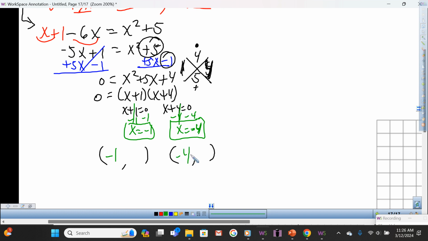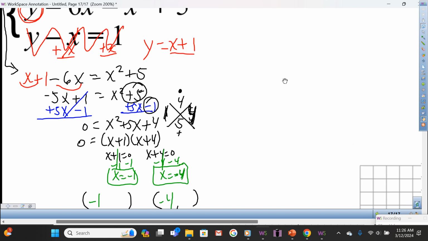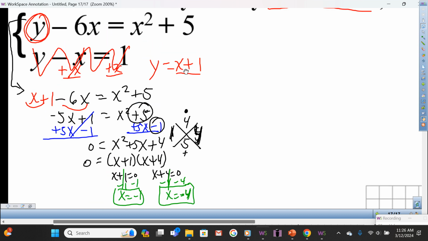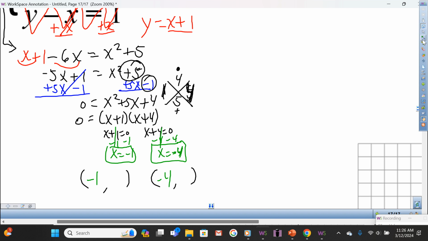So what does that mean, Mr. Q? That I need a y value now for each of these. Where do we get that from, Mr. Q? Well, you use one of the original equations, either the top one or the bottom one, to substitute those values. Which one do you want to use? The top one or the bottom one? Which one, Martin? Bottom one, he says. So take the red one. I'm going to use red ink.